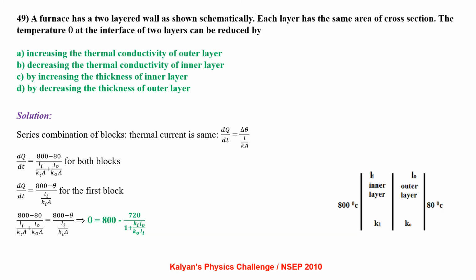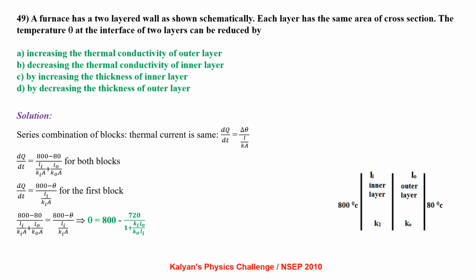A furnace has a two-layered wall as shown schematically. Each layer has the same area of cross section. The temperature theta at the interface of the two layers can be reduced by: increasing the thermal conductivity of the outer layer, decreasing the thermal conductivity of the inner layer, increasing the thickness of the inner layer, decreasing the thickness of the outer layer.